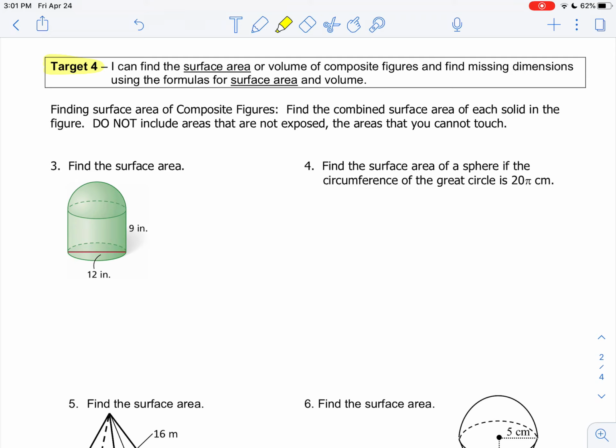Let's see. A word from chapter 10 is composite figures. In chapter 10, that was combining a rectangle with a triangle, or a rectangle with a circle, or a square with a circle. And now we're going to do that with three-dimensional objects. The other thing that we did in chapter 10 with two-dimensional figures, now we're going to do with three-dimensional figures, is find missing dimensions. And today we're doing that with surface area. And then next week or at some point in the future, we will do that with volume as well.